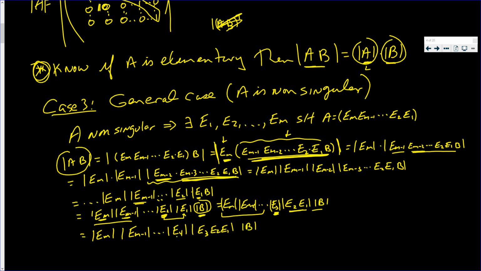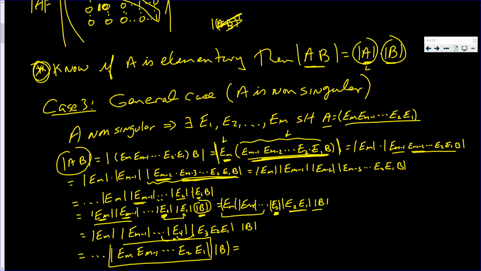And likewise, I can put the 4 in there and the 5 in there. So continuing in this fashion, I get the determinant of E_M times the determinant of E_(M-1), all the way down to E2 times E1 times the determinant of B. But we have it. This here is the determinant of A, because that's A. So this is the determinant of A times the determinant of B.